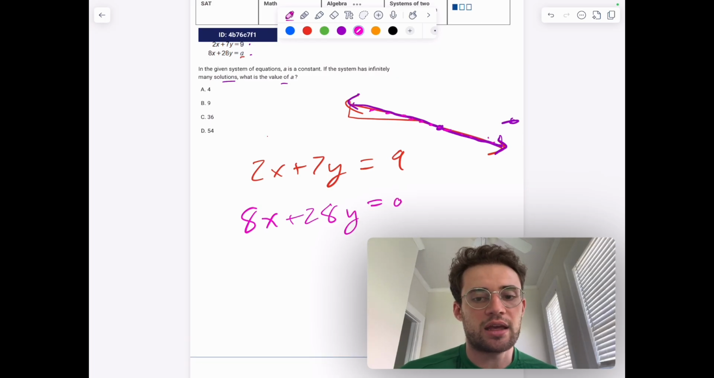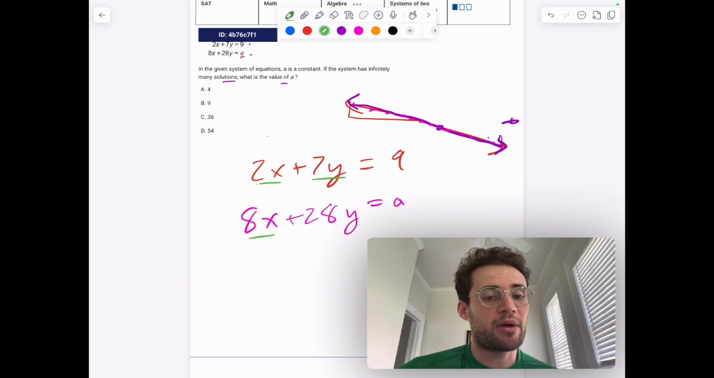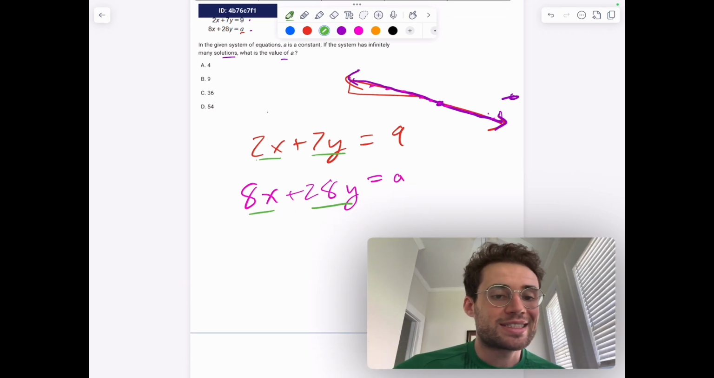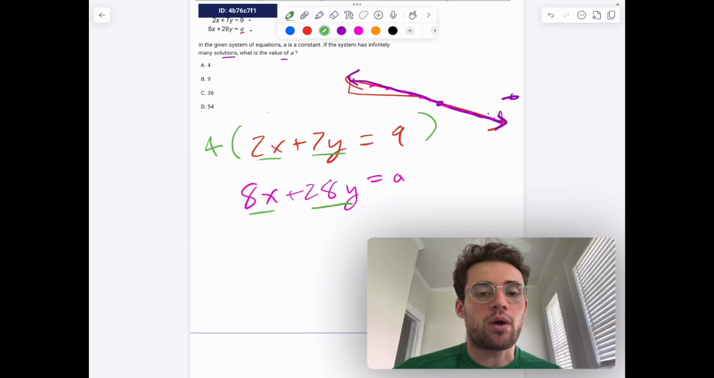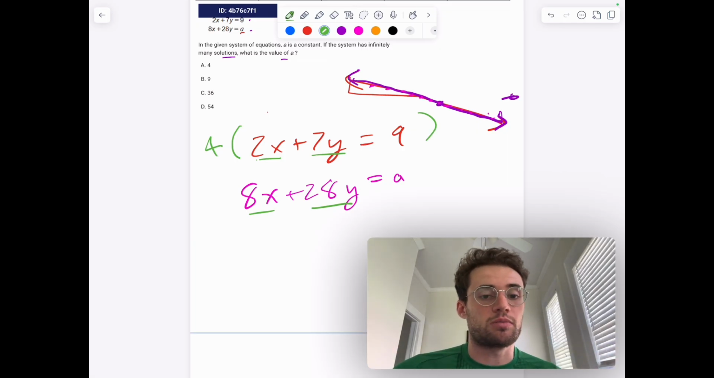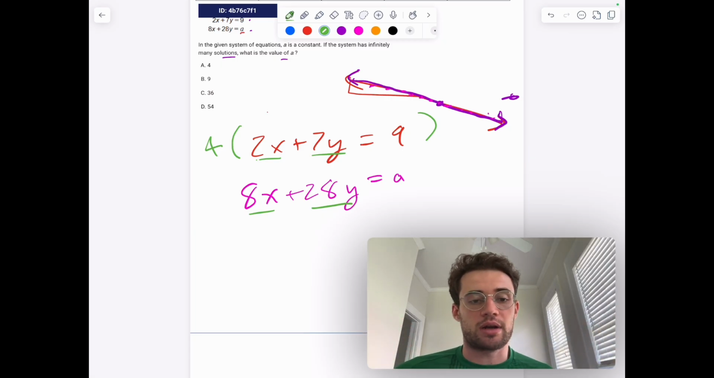So this is an a. I know my a's sometimes look like 9s. But if you look closely, 2x, if you multiply that by 4, you get 8x. And 7y, if you multiply that by 4, you get 28y. So if we just scale this equation up by 4, and I say scale up, we're not dilating it or anything. We're not actually changing the equation. We're just multiplying every term by 4. If you do the same thing on both sides of the equation, it doesn't change the value.